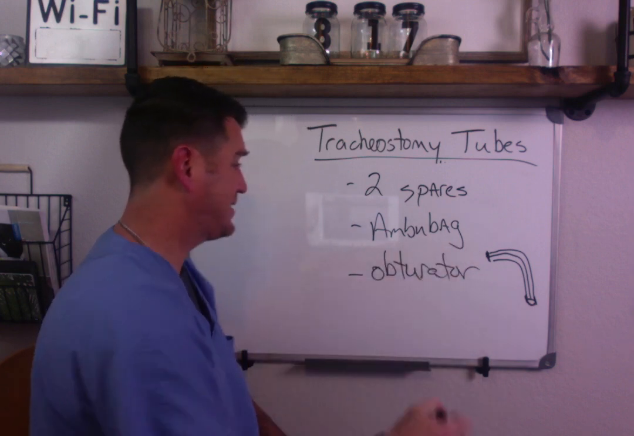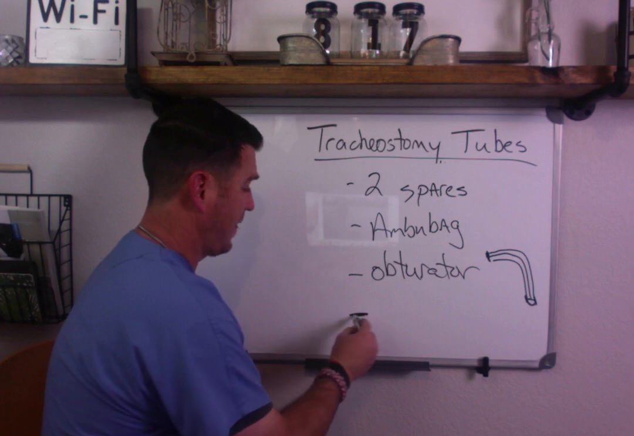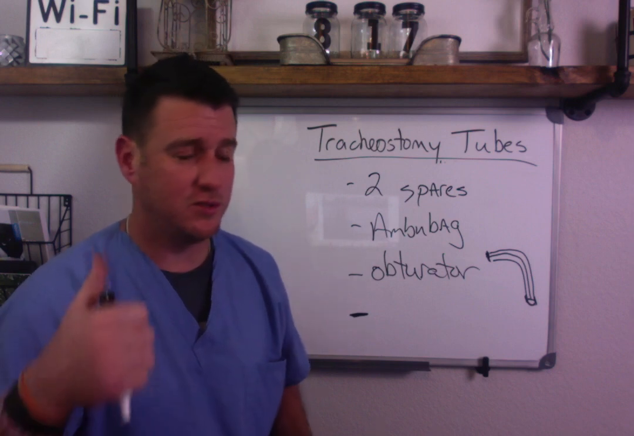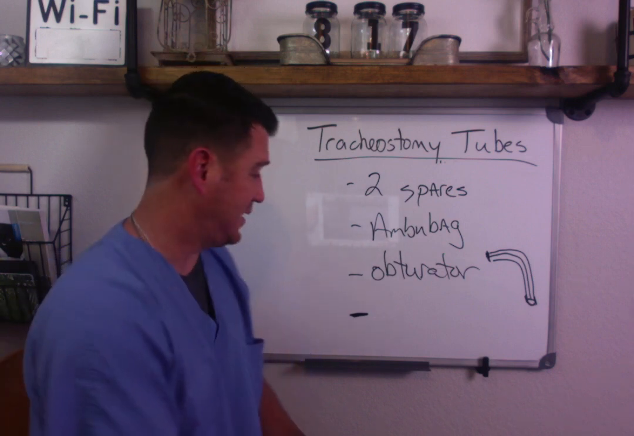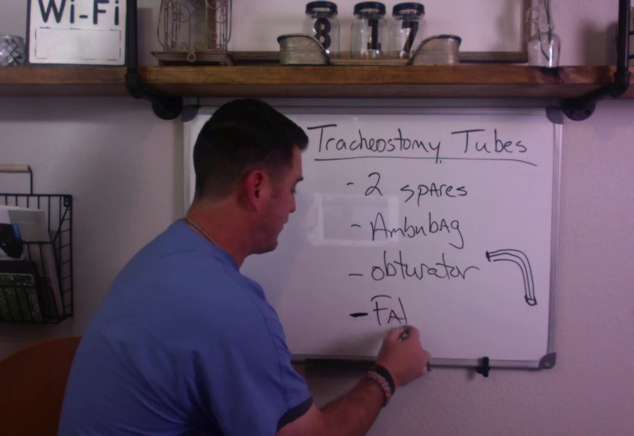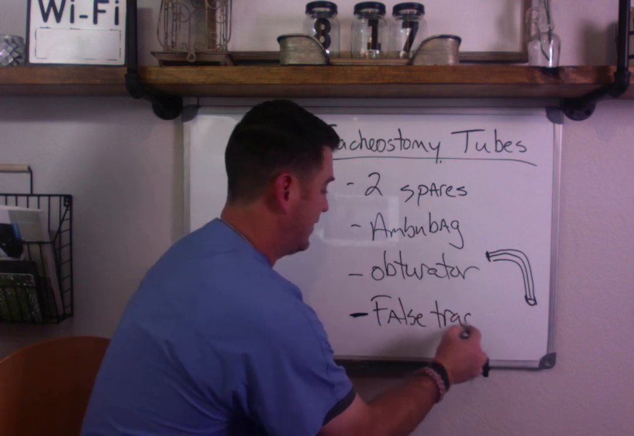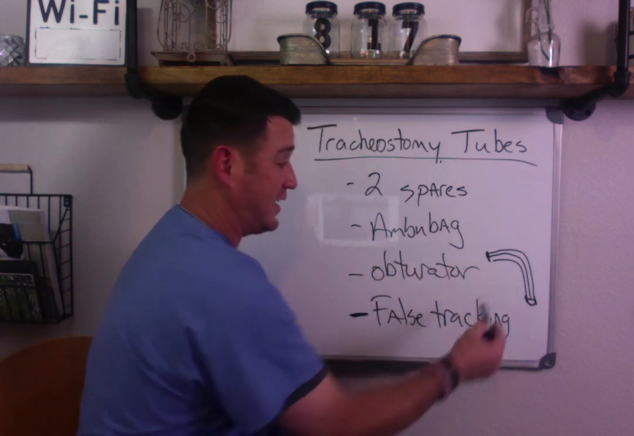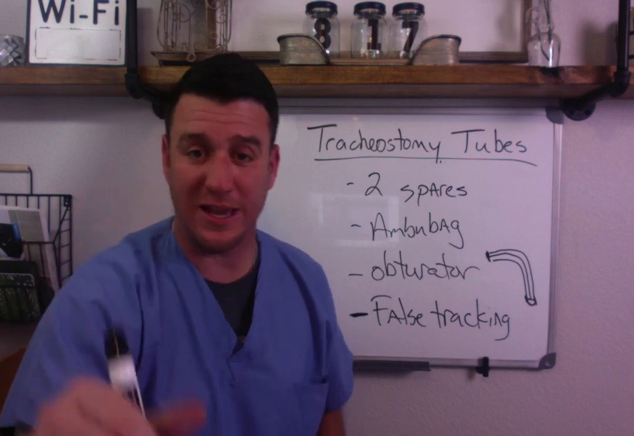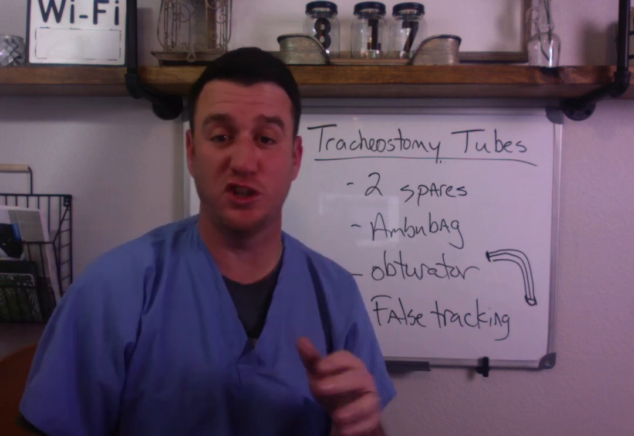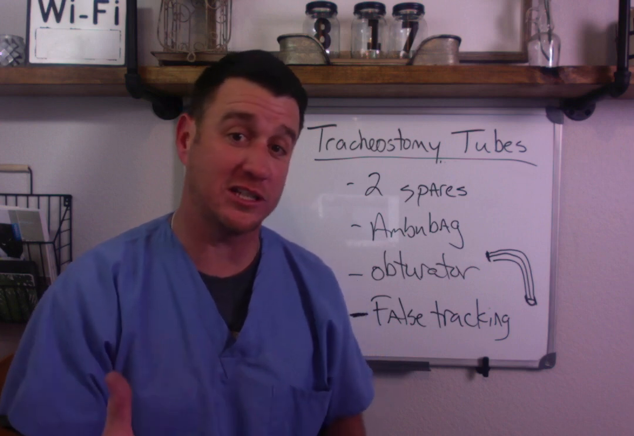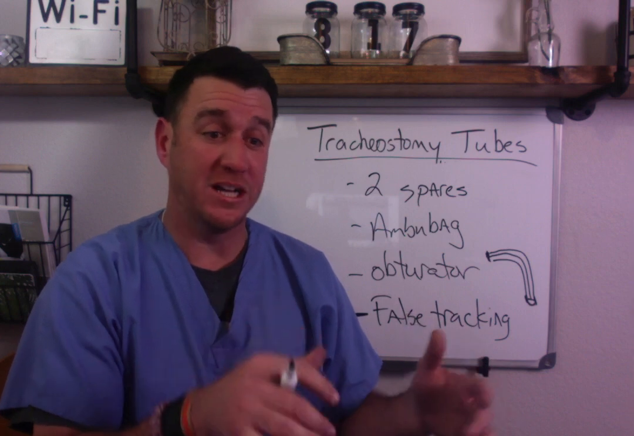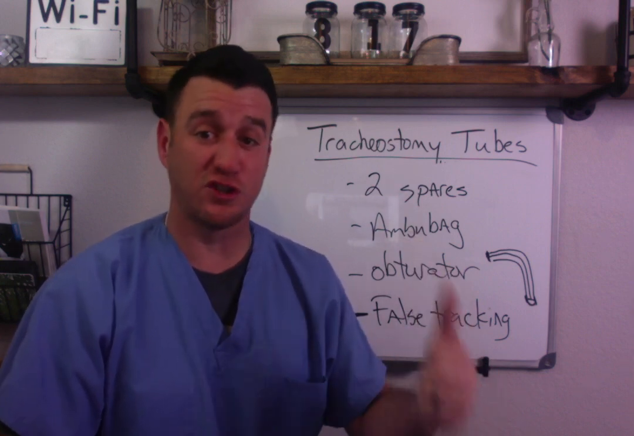Okay. The last thing to remember is this right here. If a patient ever has a dislodged tracheostomy tube or one that comes out and you have to replace it, always be on the lookout for false tracking. This is when, instead of putting the tracheostomy tube back into the patient's trachea, it slides down into the soft tissue surrounding the trachea. Now, it looks like it's positioned. It actually doesn't. You can kind of tell it's kind of crooked. It doesn't look right. But your patient's still breathing. They may be in distress.